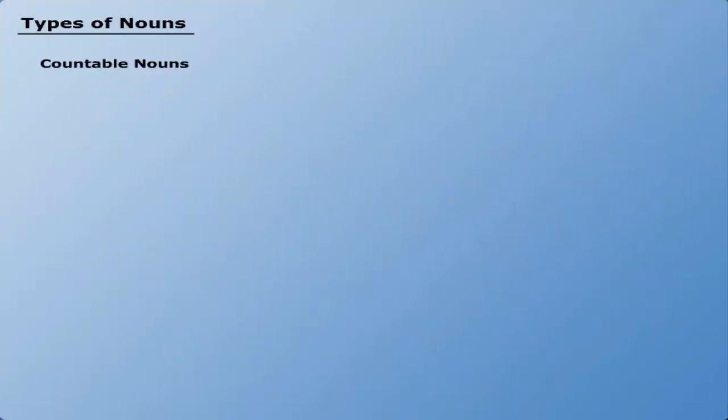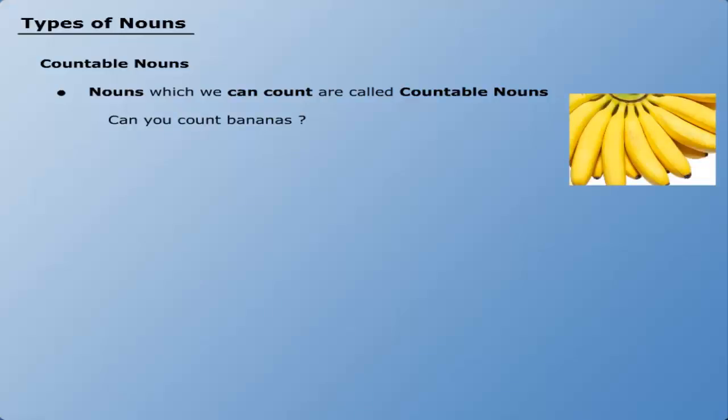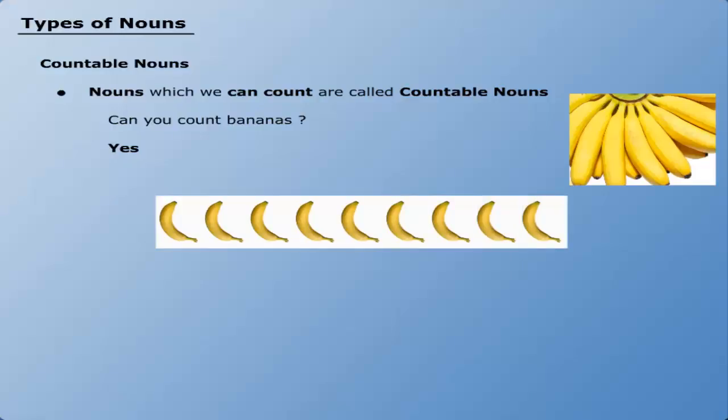Countable nouns. Nouns which we can count are called countable nouns. For example, can you count bananas? Yes, you can count bananas. Like 1, 2, 3, 4, 5, 6, 7, 8, 9, 10, 11, 12, or a dozen.